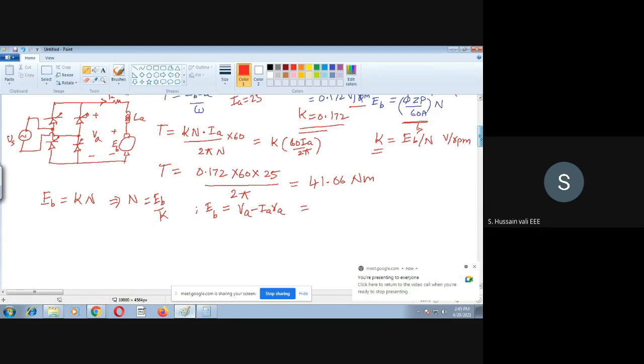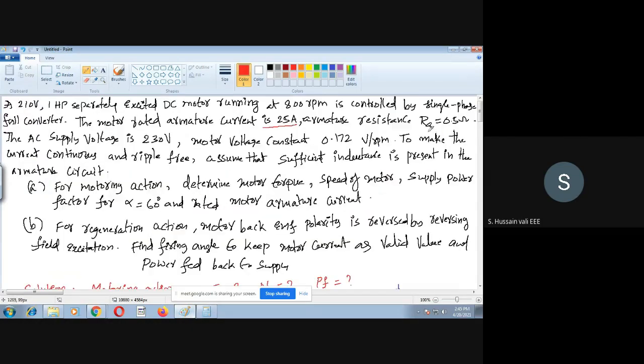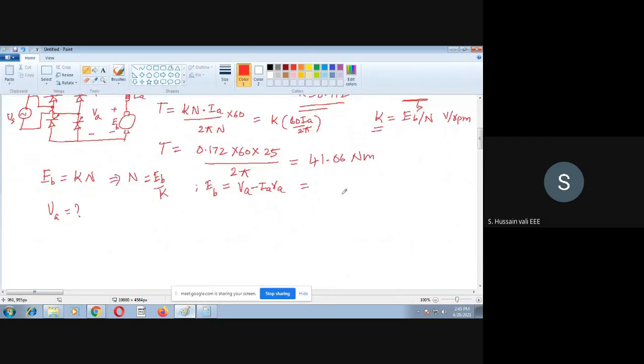But before we simplify, what is VA here? We need to know VA. IA value we know is 25 ampere because he said at rated armature current. And RA value he has given in the problem as 0.5. So RA is equal to 0.5 ohm, IA is equal to 25 ampere. What we don't know is VA, so we will find out VA.